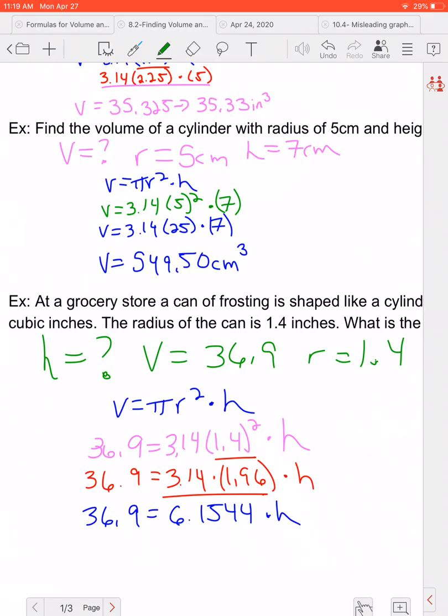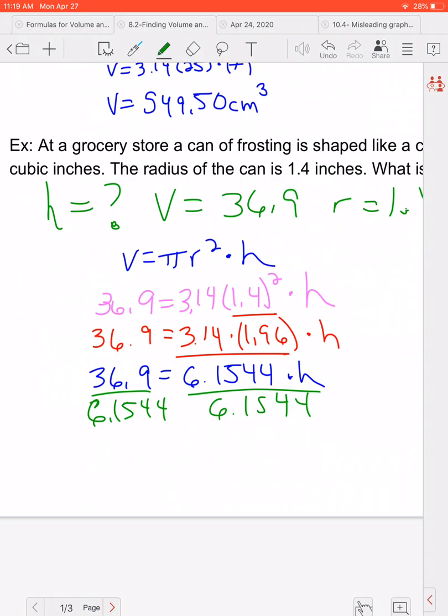To get h by itself, we have 6.1544 times h. So we're going to divide by 6.1544 on both sides. So we're going to do 36.9 divided by 6.1544, which is going to give me 5.9957. And since I want to round that to the nearest hundredth, that's going to be 6.0 is my height.